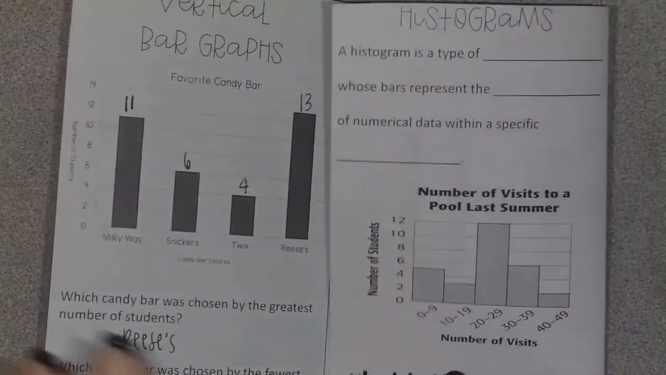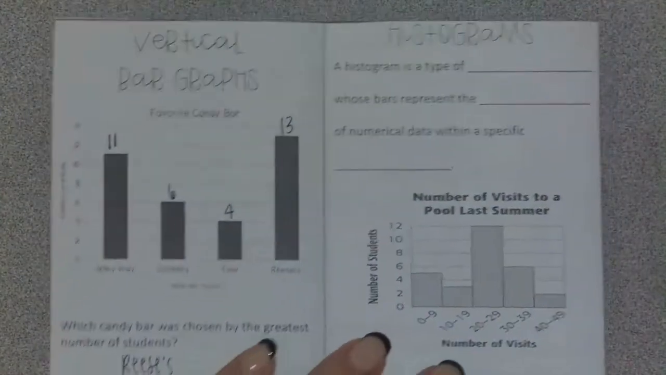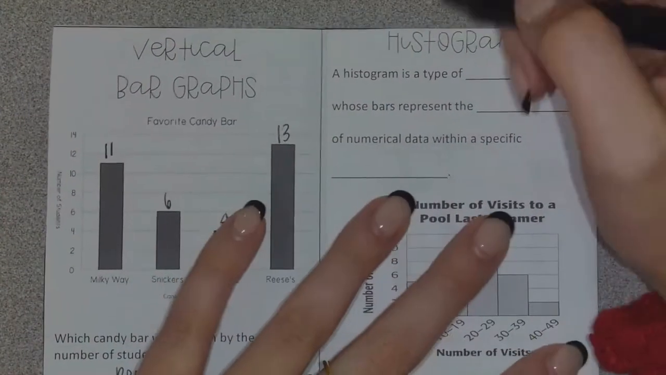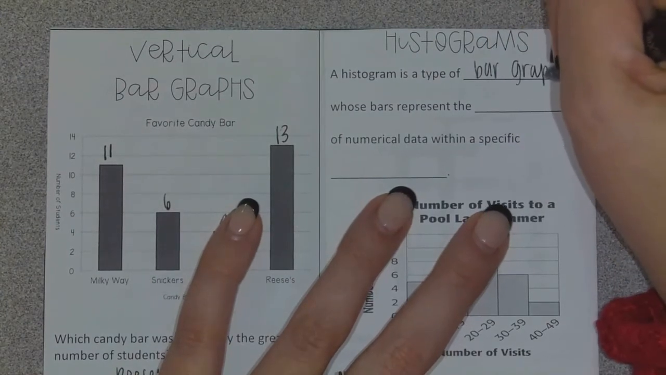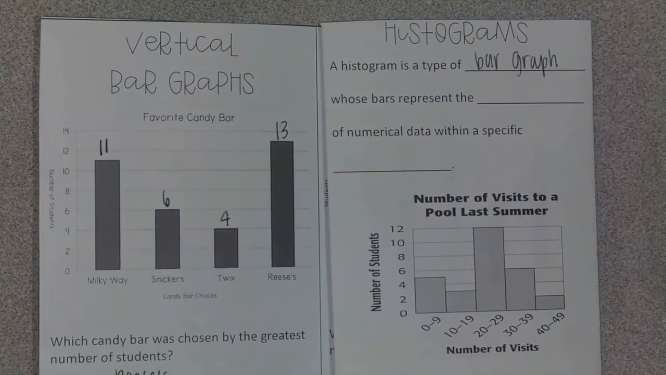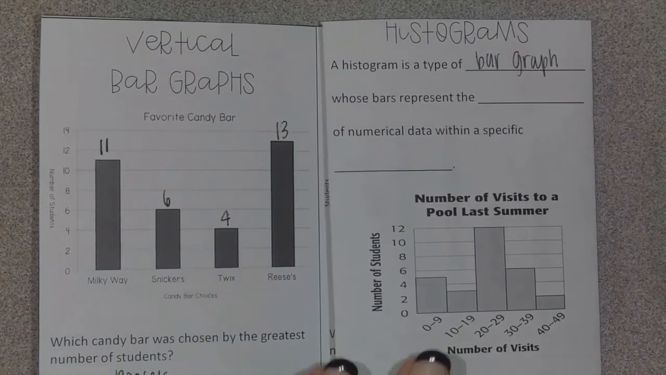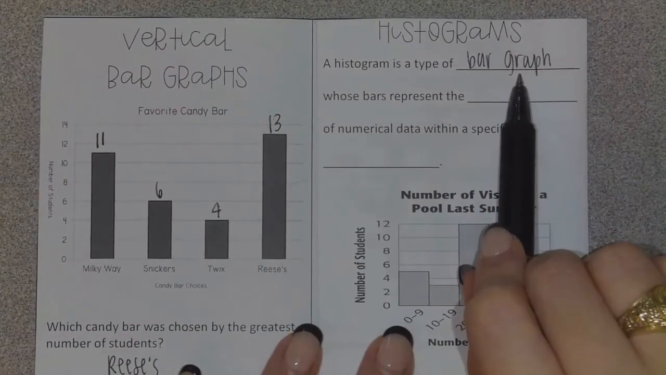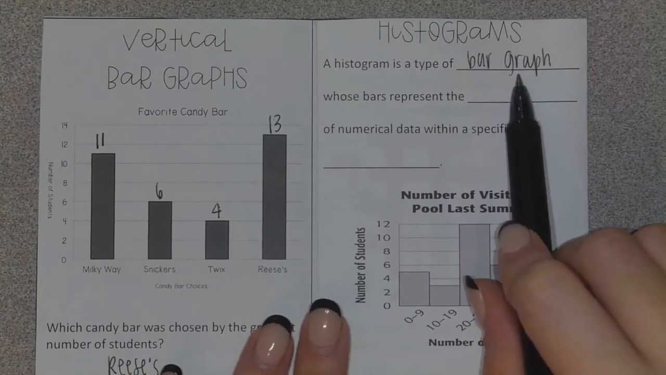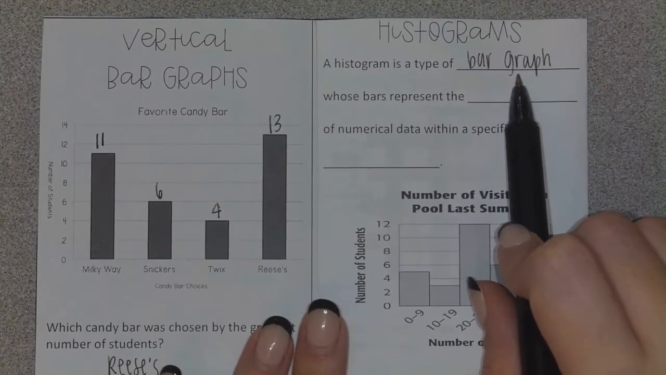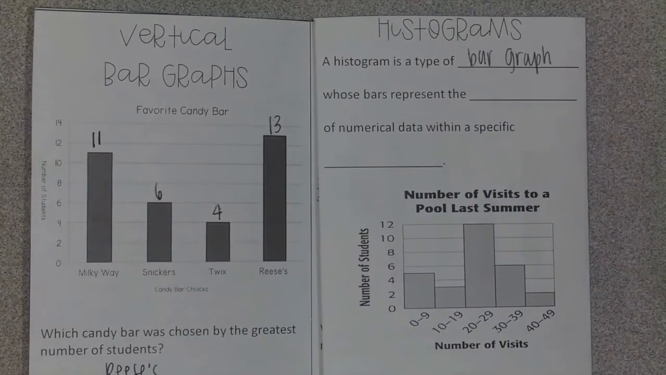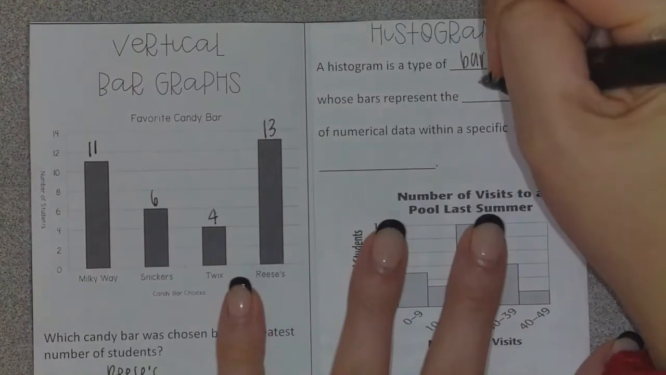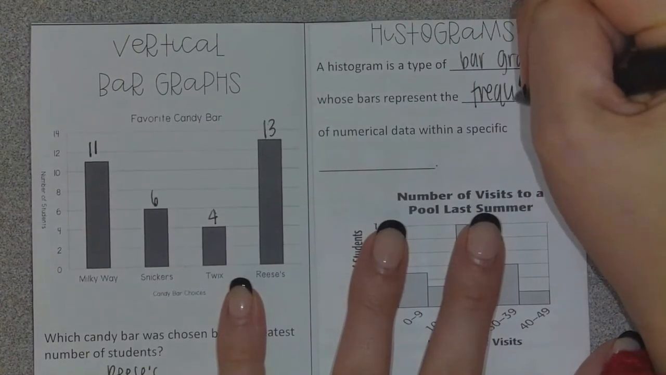So now we're going to talk about something called a histogram. And a histogram is actually a type of bar graph. So we're going to see lots of similarities between a regular bar graph and a histogram. Since it is a bar graph, it still is going to have a title. It's going to have X and Y labels, but the scale, we're going to get a little bit different with the scale. So the bars on a histogram are always going to represent frequency.